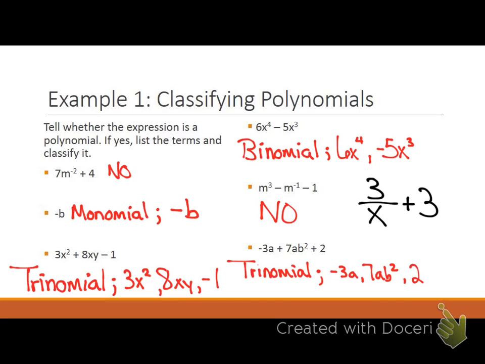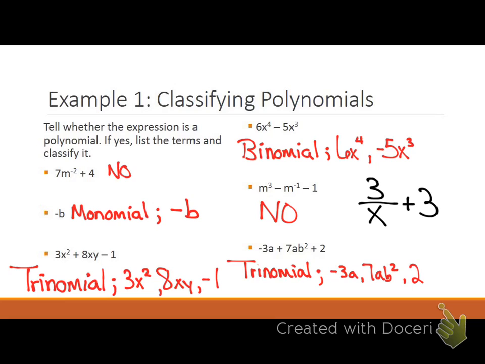Now, could it be x over 3? Yes. It can have a variable, but the variable cannot be in the denominator. All right, we clear on that? Because that's on your homework. So that's why I kind of just threw that in, because you will see that on your homework. So that's it for example 1, classifying polynomials.